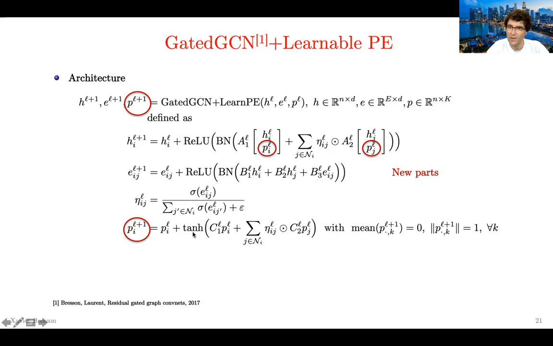And then we will update the P in such a way that it will be equal to P plus tanh, because here we let positional vectors be positive or negative. And the equation here will be the same analytic form as the one for the H vector, the structural representation. Instead, we have some new parameters to learn for this P. And also because we want to encourage a coordinate system, we're going to have the mean of P with respect to the nodes be equal to 0. And we also want the norm of P to be equal to 1.